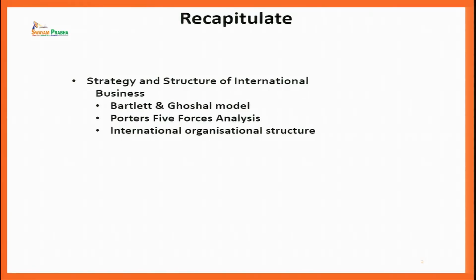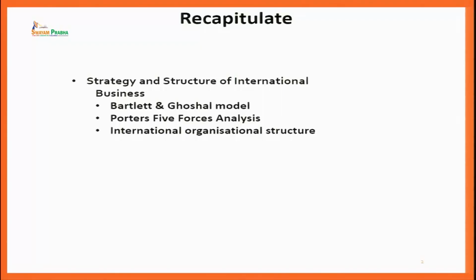As far as the Bartlett-Ghoshal model, it talks about understanding two essential pressures which are prevailing in the international market. One is the cost reduction pressure, another is the local responsiveness pressure. So depending upon the type of company you are, or at which stage of globalization you are, international company, multinational company, global company or a transnational company, you can decide your strategy on the basis of the Bartlett-Ghoshal model.